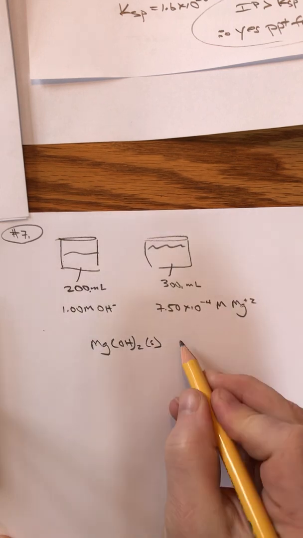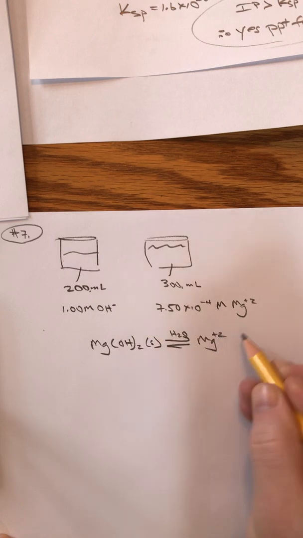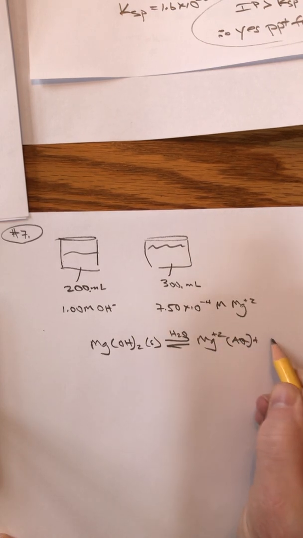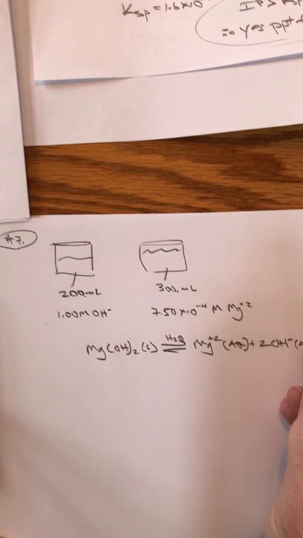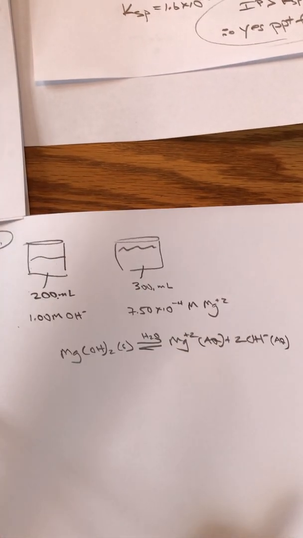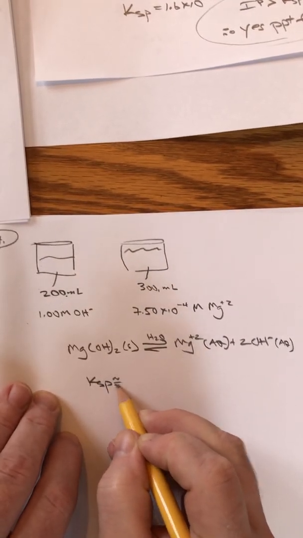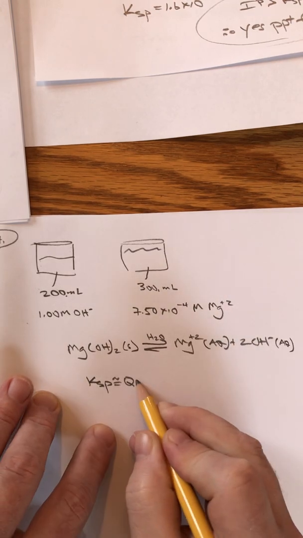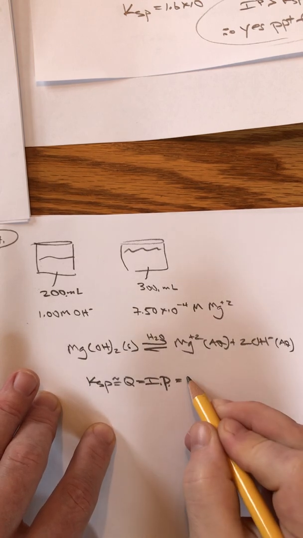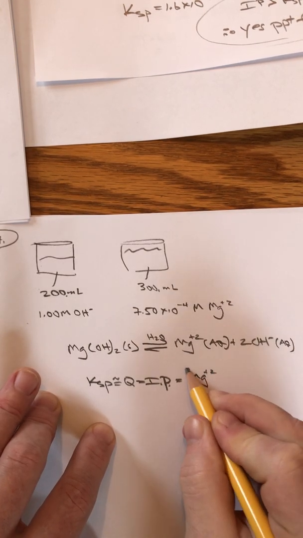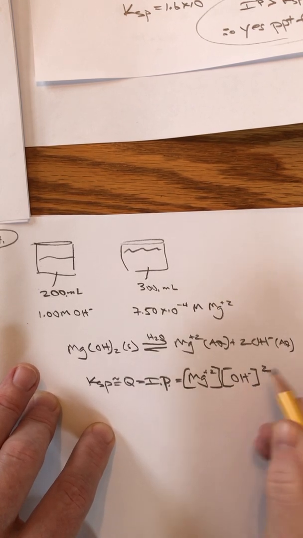So if I had some solid of that in water, I had Mg plus 2 aqueous and 2 OH minus aqueous. I could say Ksp, which is the same thing as Q in terms of setup, which we're calling our ion product. That would be Mg plus 2 times OH minus, but in this case it's squared because of the 2.